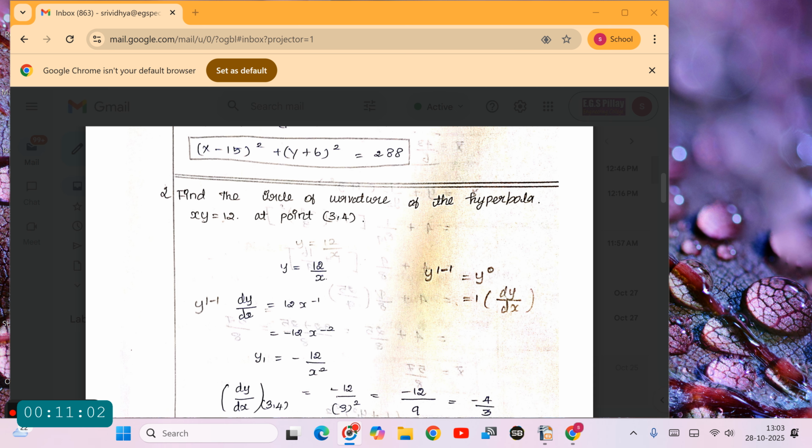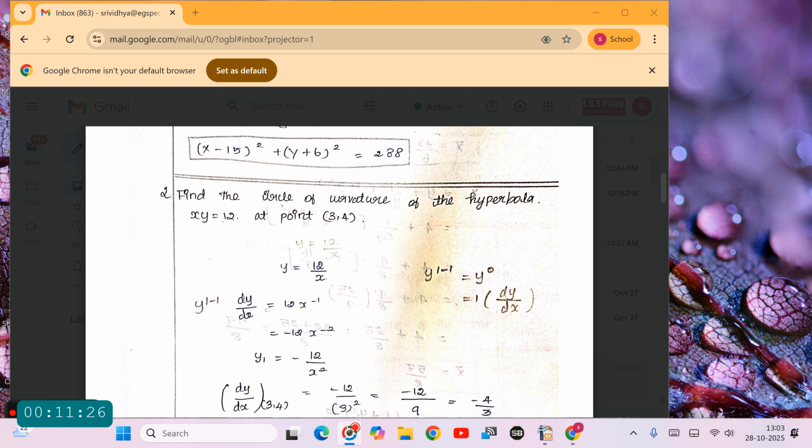Find the circle of curvature of the hyperbola xy equal to 12 at the point (3, 4). Better we bring this x to the right hand side. Also we can keep it as it is and differentiate, that is also correct. But for our convenience we can bring x to the right hand side, and the given equation can be modified as y equal to 12 by x.